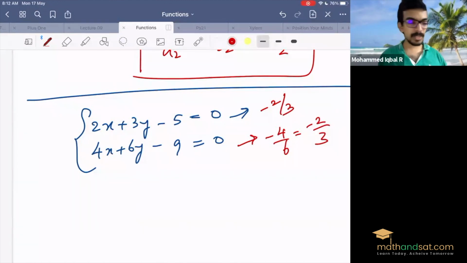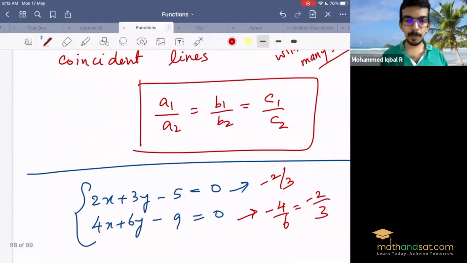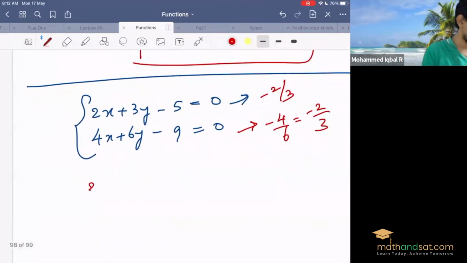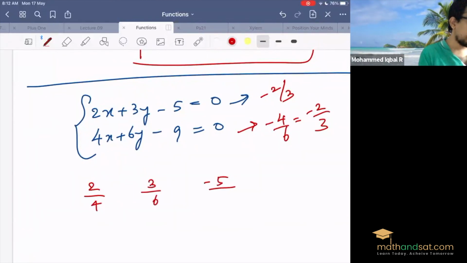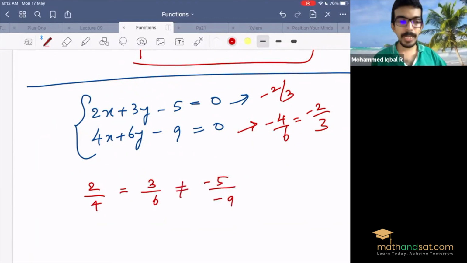But since this proportionality is broken, they are not the same lines anymore. See, this is 2 over 4 here, this is 3 over 6 here, and it's minus 5 over minus 9. These two are equal, but this is not equal. Since the proportionality is broken, they're not the same line anymore.